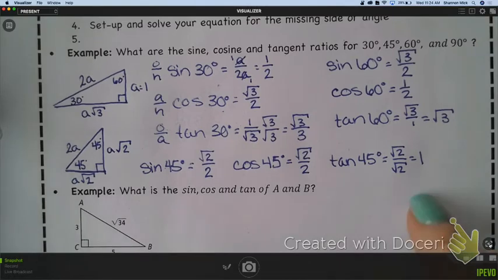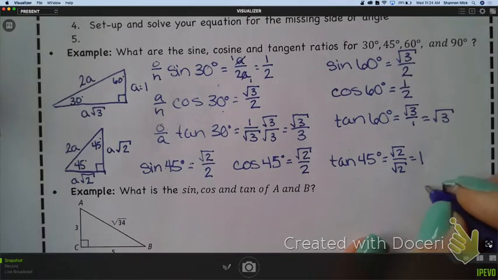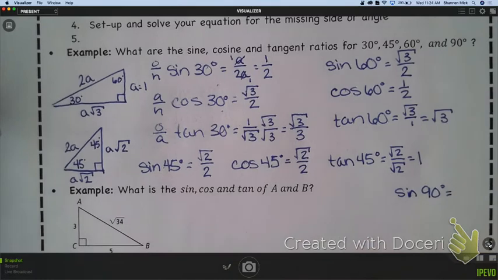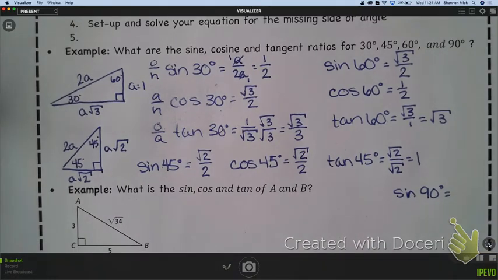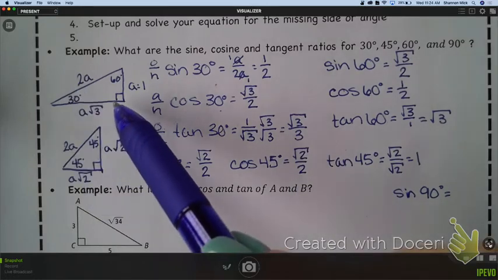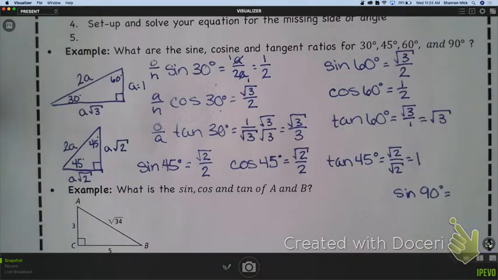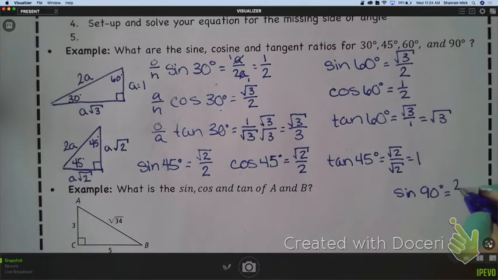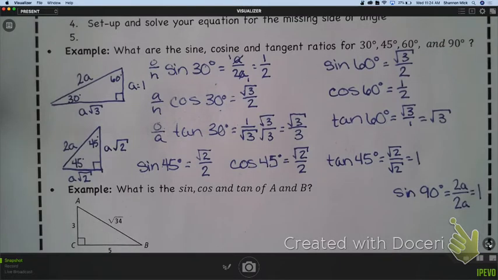Now we'll do 90. Sine of 90. Which triangle you want to use? Does it matter? No. So opposite 90 is what? Wait a second. What's the opposite of 90? 2a. Okay. What's the hypotenuse? 2a. Wait, so is it just going to be 1? Is it going to be 1 almost every time?